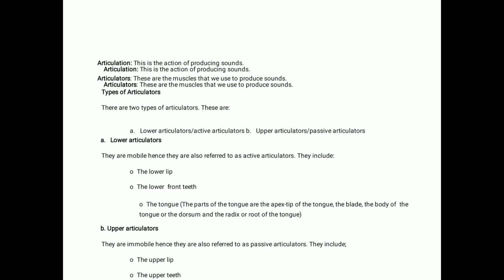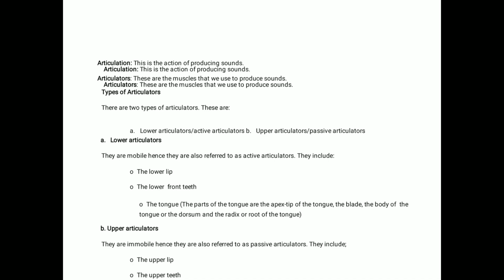Another one is the articulation. Articulation is the action of producing sounds. And the articulators are the muscles that help us to produce these sounds. The types of articulators we looked at are the lower, or active, and the upper, or passive, articulators.